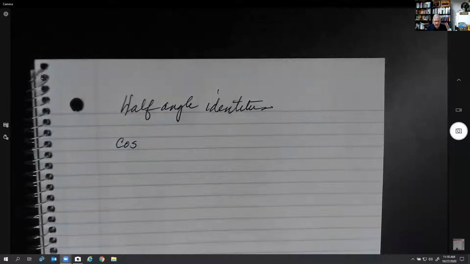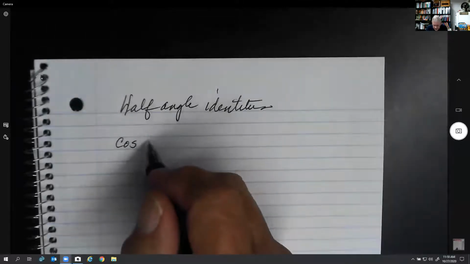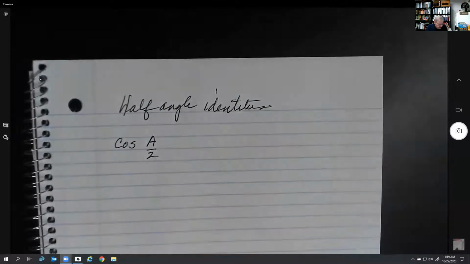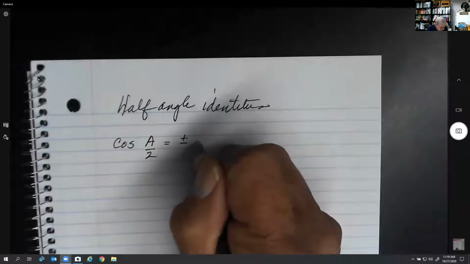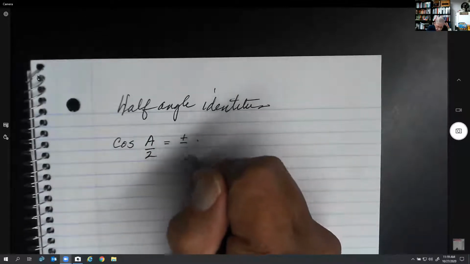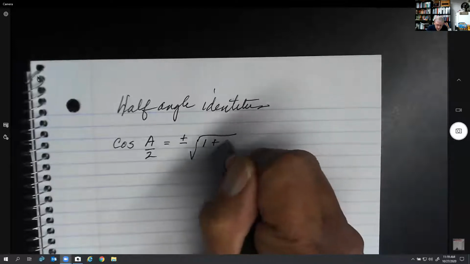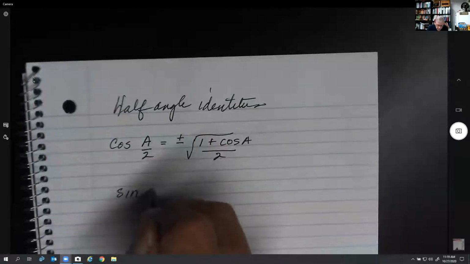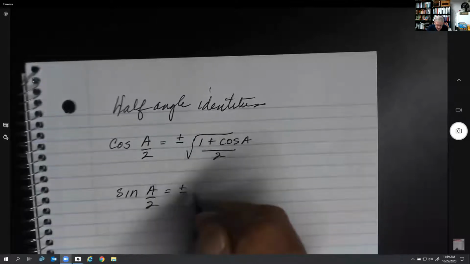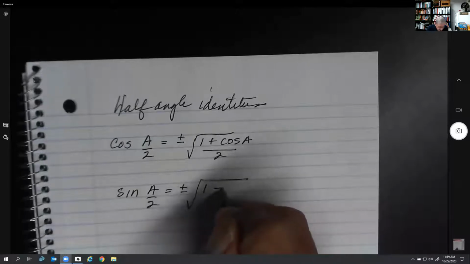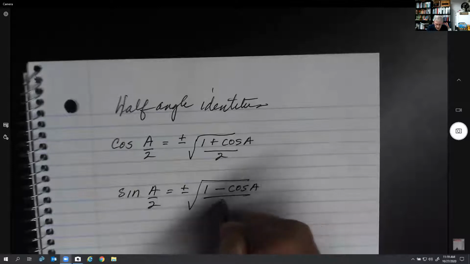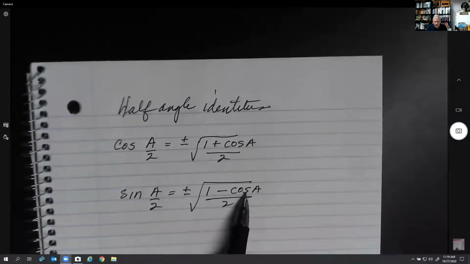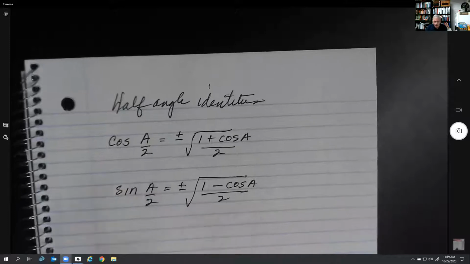And whatever the angle is, let's say we want a half angle of 80 degrees, okay? Then A would be 80, and then we divide it in two to get a 40-degree angle. Plus or minus, depending on what quadrant it ends up in, square root of 1 plus the cosine of A over 2. But if you notice the sine, it's very similar. It's plus or minus the square root of 1 minus the cosine of A over 2. So if you're looking for the cosine, you have to have a plus sign there. If you're looking for the sine, you have a minus. So we do need to know what the cosine of our function was.